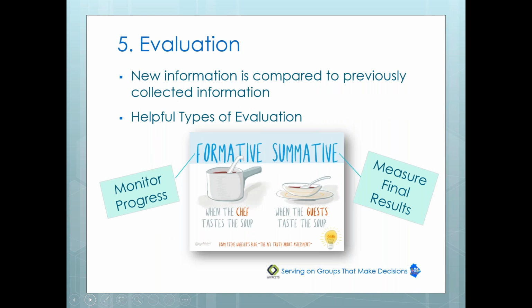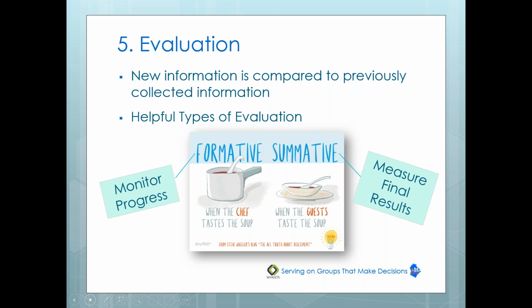The fifth process for an effective decision-making group is evaluation. After a group has begun collaborating and working together for a while, the members will need to revisit their plan to see if it's resulting in what they hope for. So it may be necessary for the group to collect more information. It might be necessary to change course and do this differently. So evaluation is when the new information is compared to information you already know.